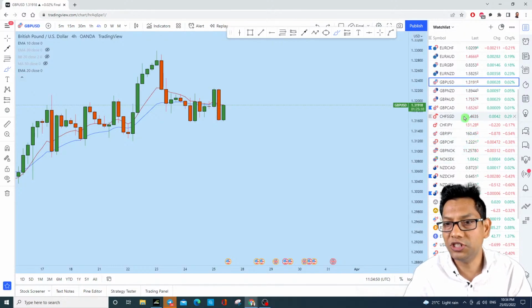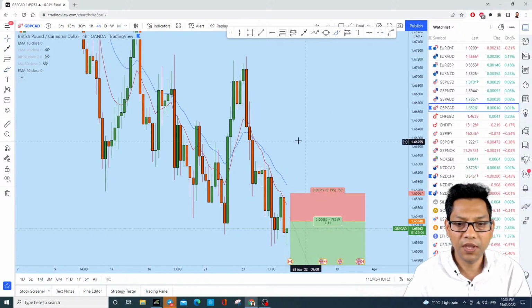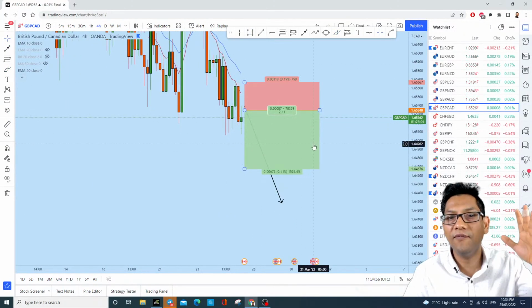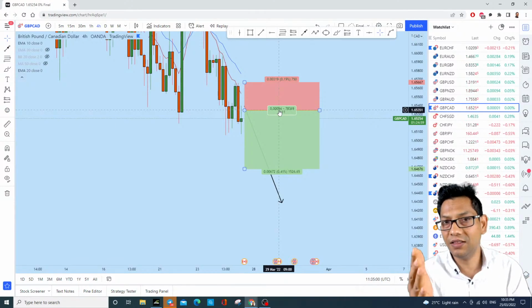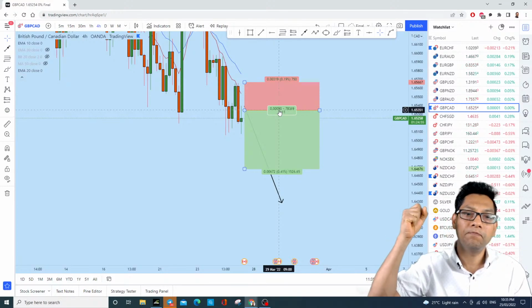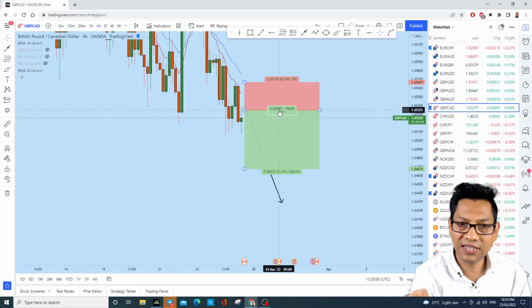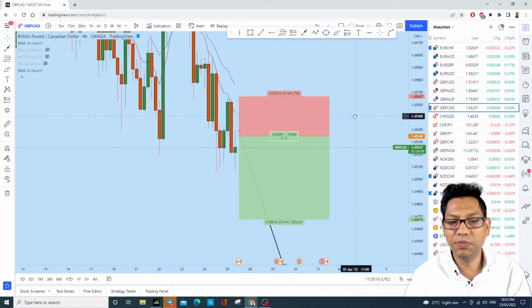So let me show you the GBP CAD that we have just entered this trade on. See, we have traded this one. I will explain why we have traded and why this trade is still valid. I have sent it to my premium subscribers. This trade signal is still valid. So let me explain why I have taken this GBP CAD.